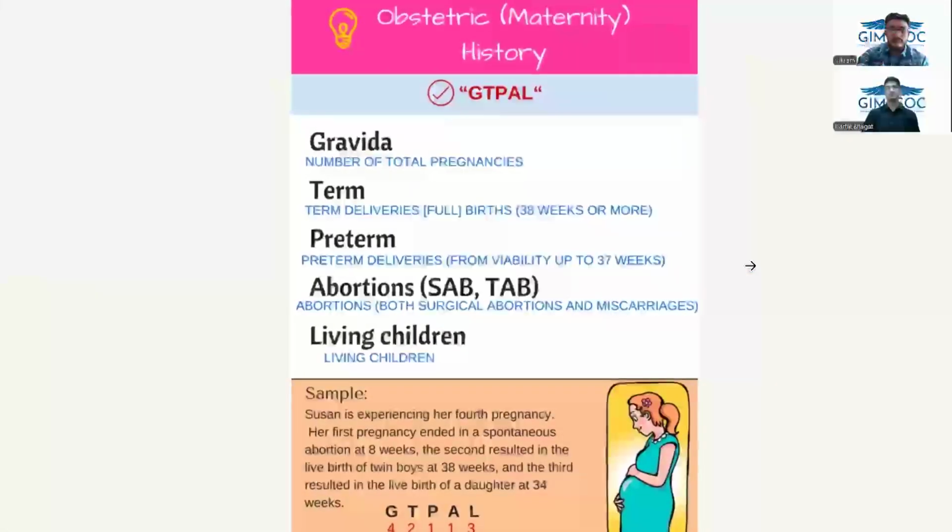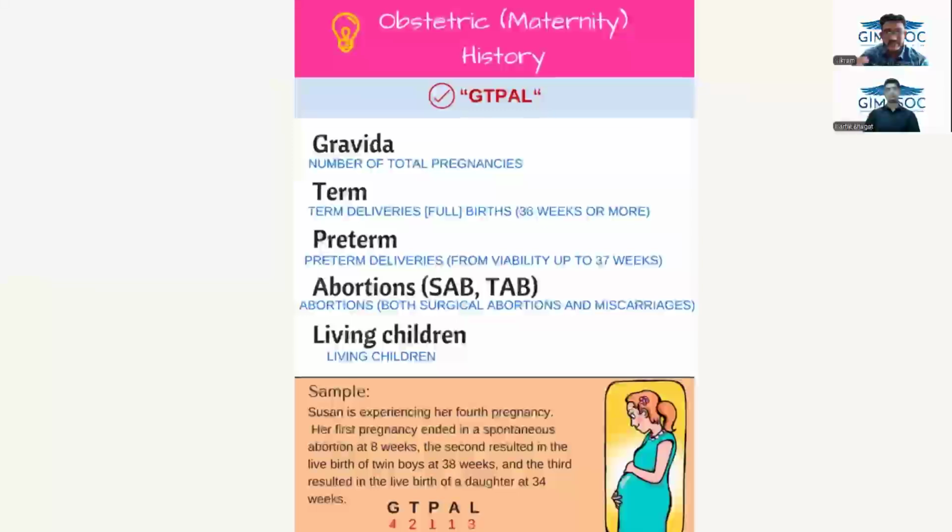Okay, so here, if you notice down, I've just given you a quick sample. You see Susan is experiencing her 4th pregnancy, so already you can say G is gravida 4. Her first pregnancy ended in a spontaneous abortion at 8 weeks, so you have A is 1. And the second resulted in live birth of twin boys at 38 weeks. That's still term, so you have 2 there. And the third resulted in a live birth of a daughter at 34 weeks. So what you can see here is you have one preterm birth, the daughter at 34 weeks, 2 term births, 1 abortion, and she has 3 living kids.